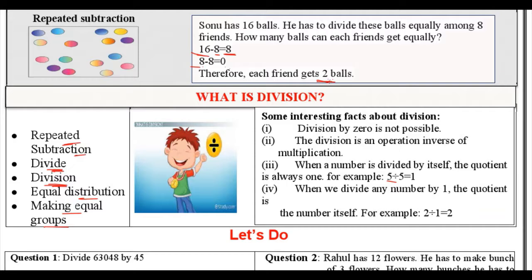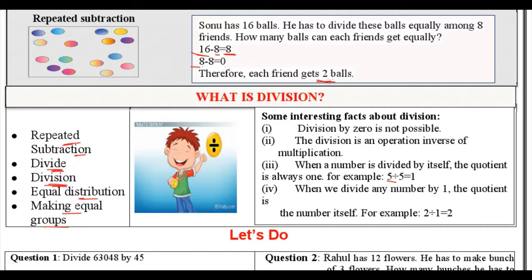Now see here some interesting facts about division. Division by 0 is not possible. So if you are trying to divide any number by 0, that will not be possible. Okay. Then the second one is that division is the inverse operation of multiplication. Next is, when a number is divided by itself, the quotient is always 1.